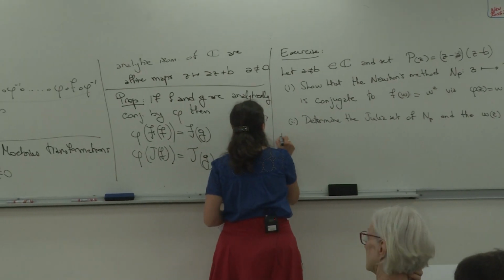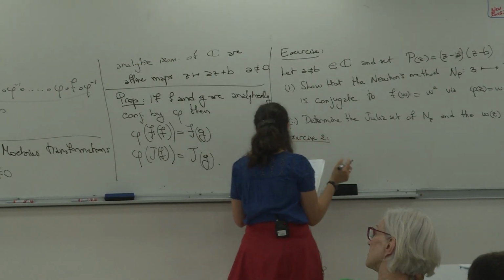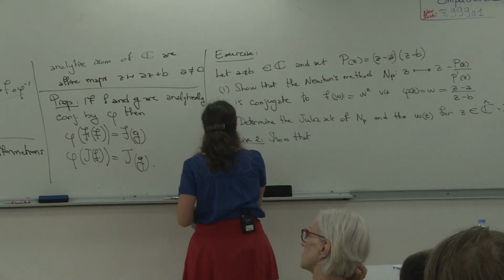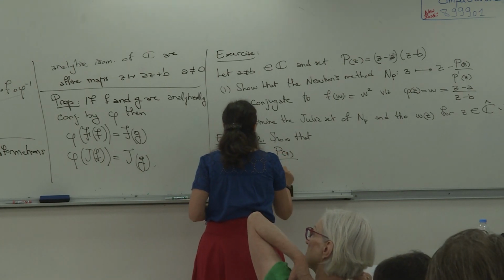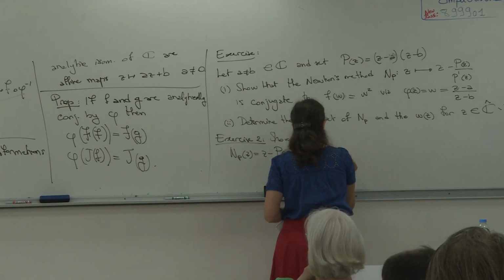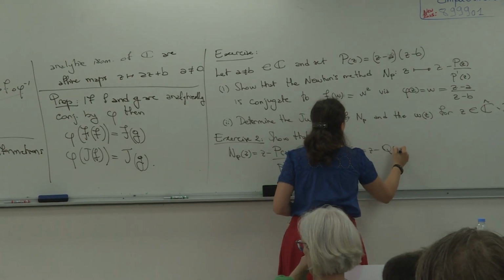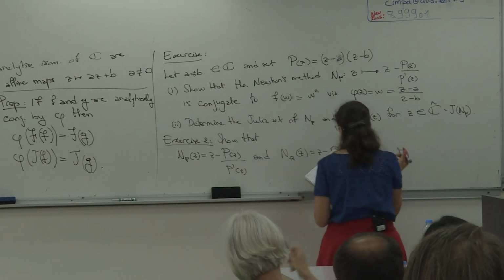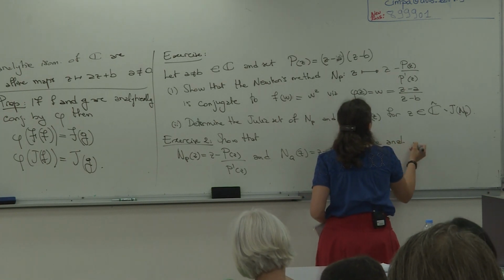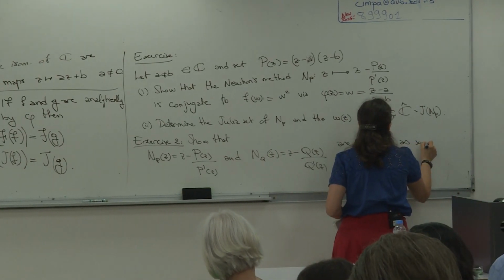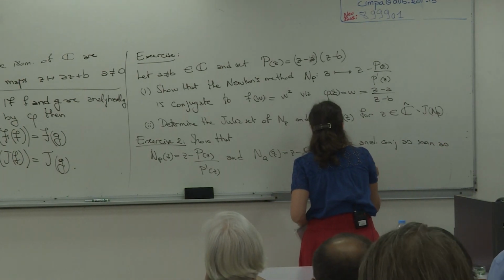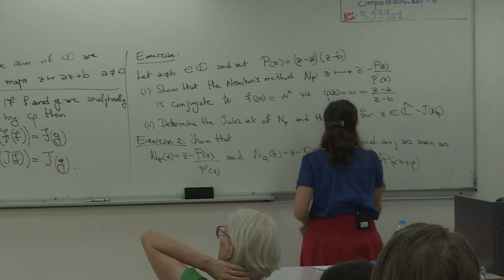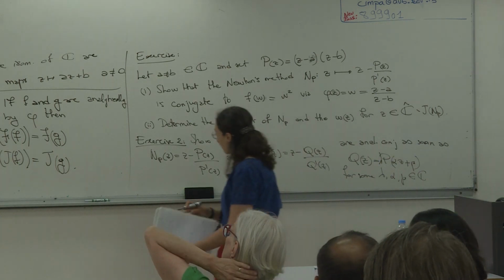And a second exercise that you can do: you can show that the two Newton methods, P̃(z) = z - P(z)/P'(z) and Q̃(z) = z - Q(z)/Q'(z), so I take two polynomials and I consider the two associated Newton methods, are analytically conjugate as soon as you have that Q(z) = λP(αz + β) for some λ, α, and β complex. All right.